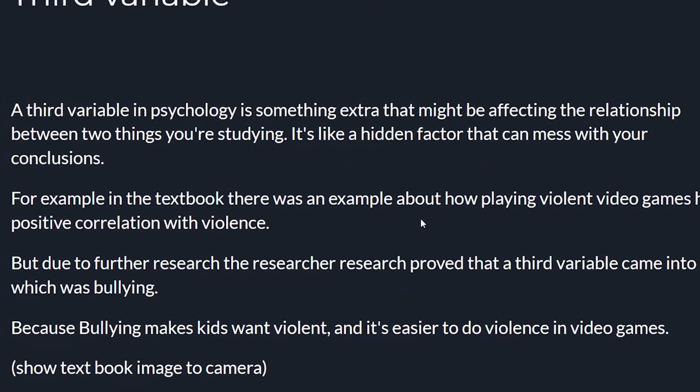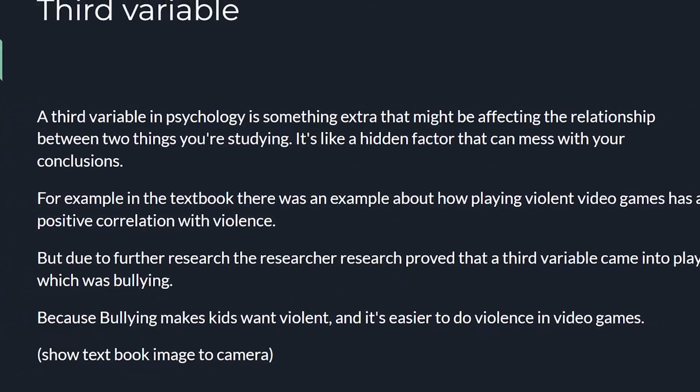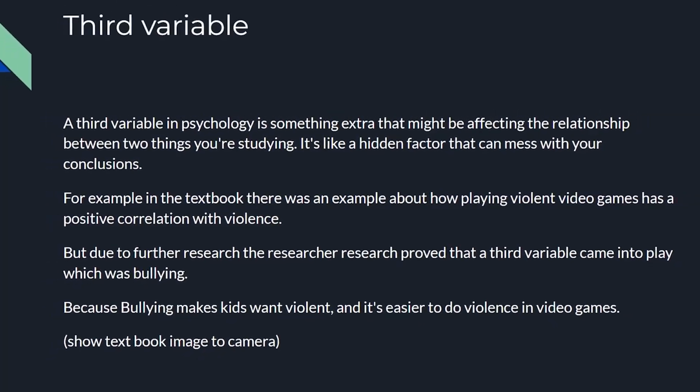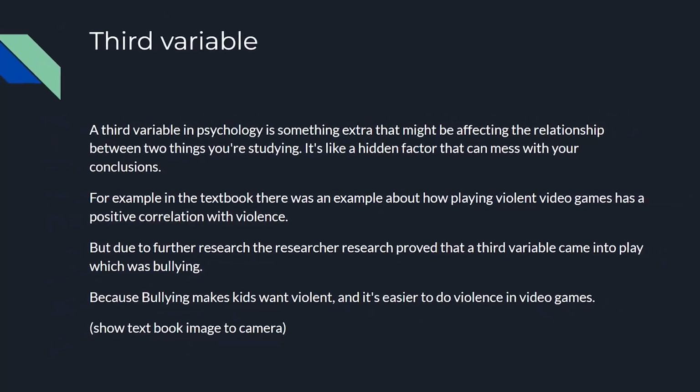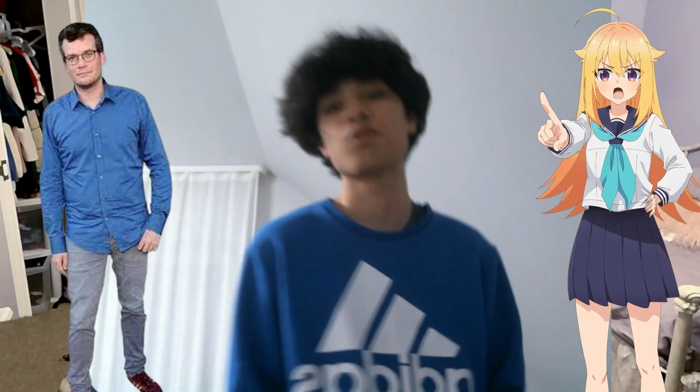And in correlation, we should also remember that there is a third variable, which is very, very important to have in the brain of yours. Now, the third variable in psychology is something extra that might be affecting the relationship between two things you're studying. It's like a hidden factor that can mess with your conclusions.